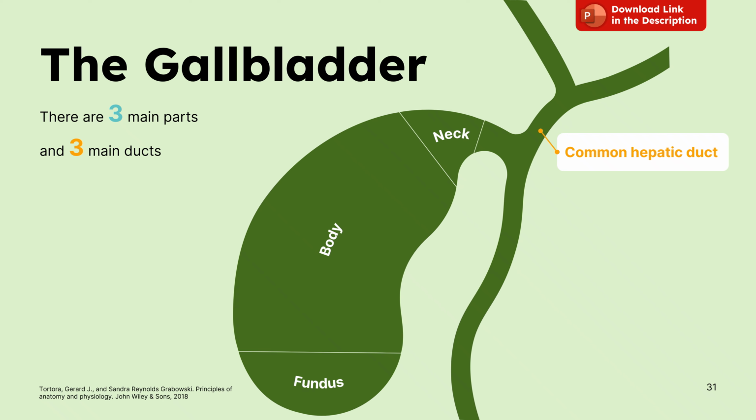Common hepatic duct that carries bile from the liver and joins with the cystic duct. Cystic duct connects the gallbladder to the common bile duct, allowing bile to flow in and out of the gallbladder. Finally, common bile duct is formed by the union of the common hepatic and cystic ducts. It carries bile to the duodenum for digestion. These ducts coordinate bile storage and release, essential for digestion and nutrient absorption.